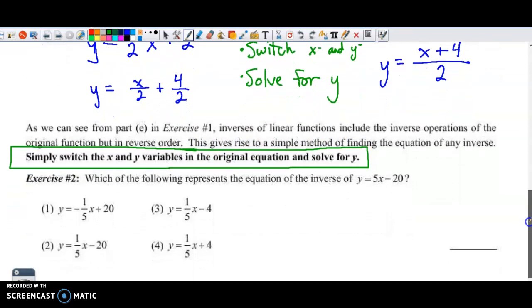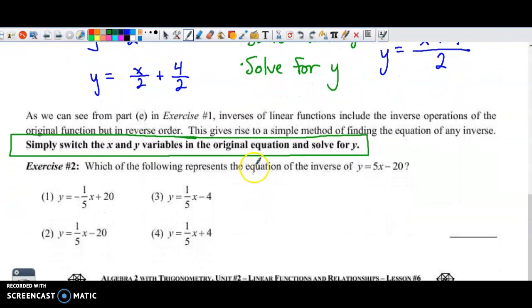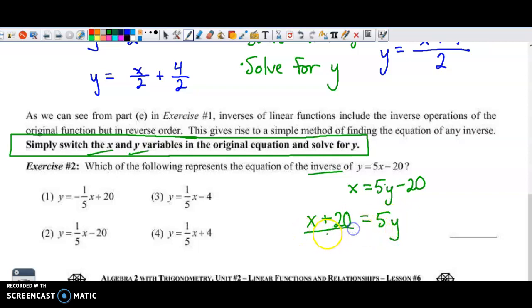So when I ask you to come up with the equation of an inverse, what I need you to practice is switching x and y. That's step 1. So it becomes x equals 5y minus 20. And then I need you to solve for y. So your first step would be to add 20 to the left side. And when you solve for y, you're going to divide both sides by 5.